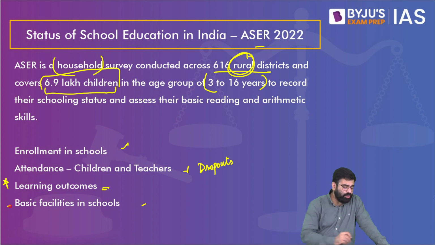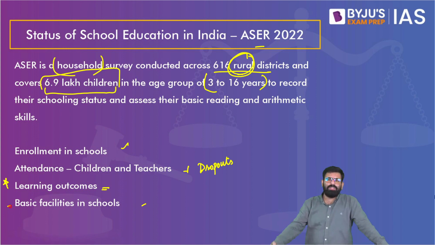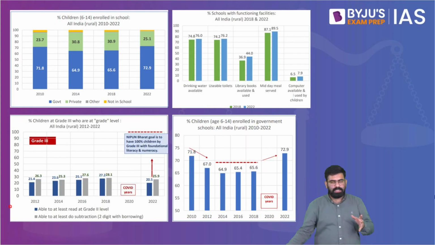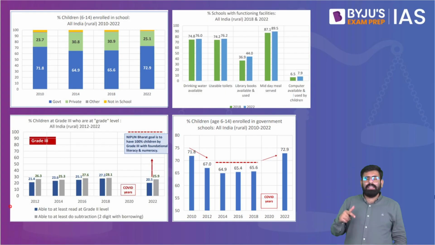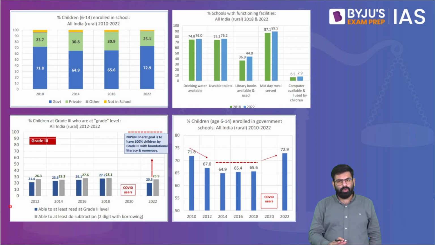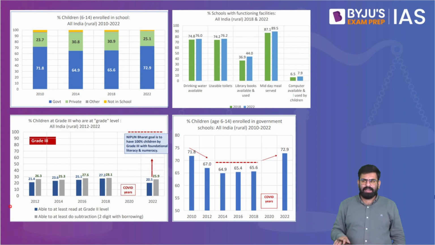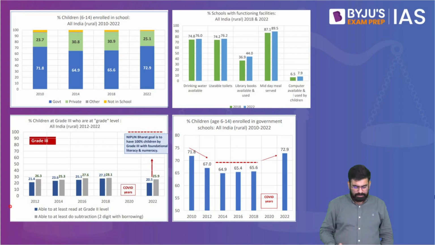And it also looks into various basic facilities, because the first idea was that we do not have basic infrastructure, we do not have clean drinking water, we do not have proper sanitation facilities, we do not have labs to conduct experiments, etc. So it looks into all these aspects. From this ASER report, I've taken a few graphs which are important for you to understand, and we will think of the various observations coming from here. You do not have to remember the numbers, but there are a few observations, exceptions, which I will highlight and which you need to remember.